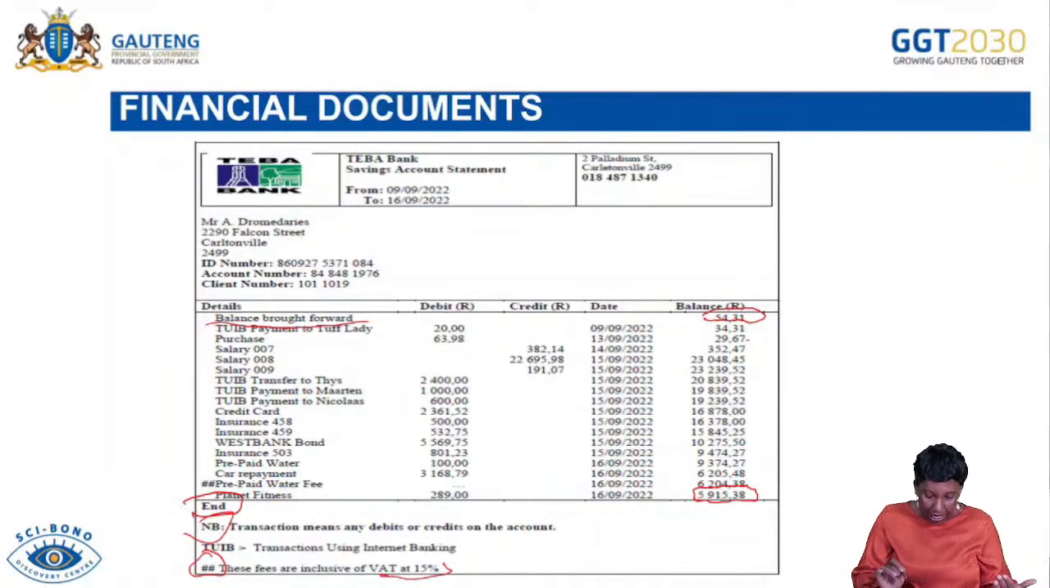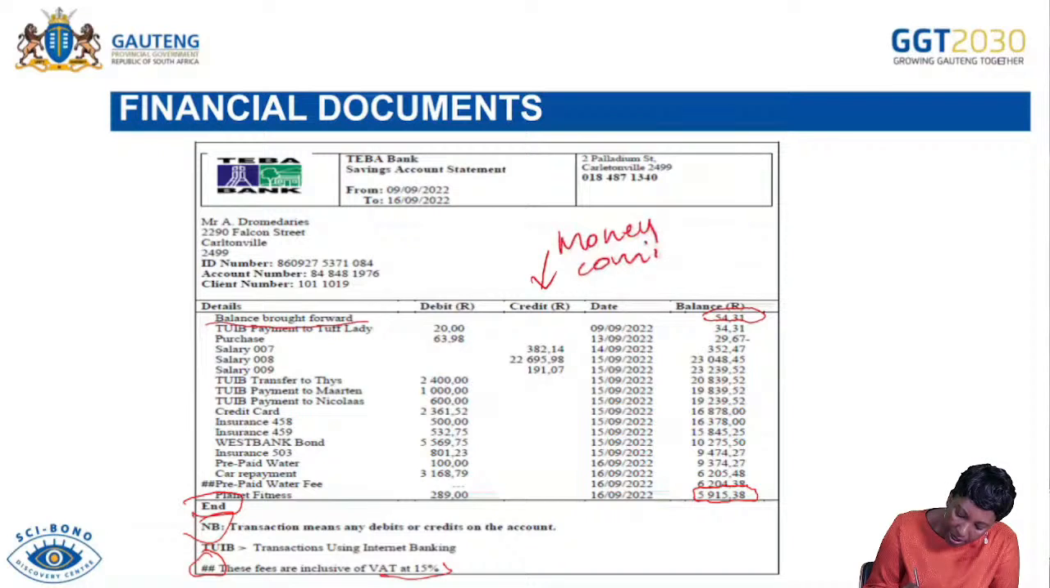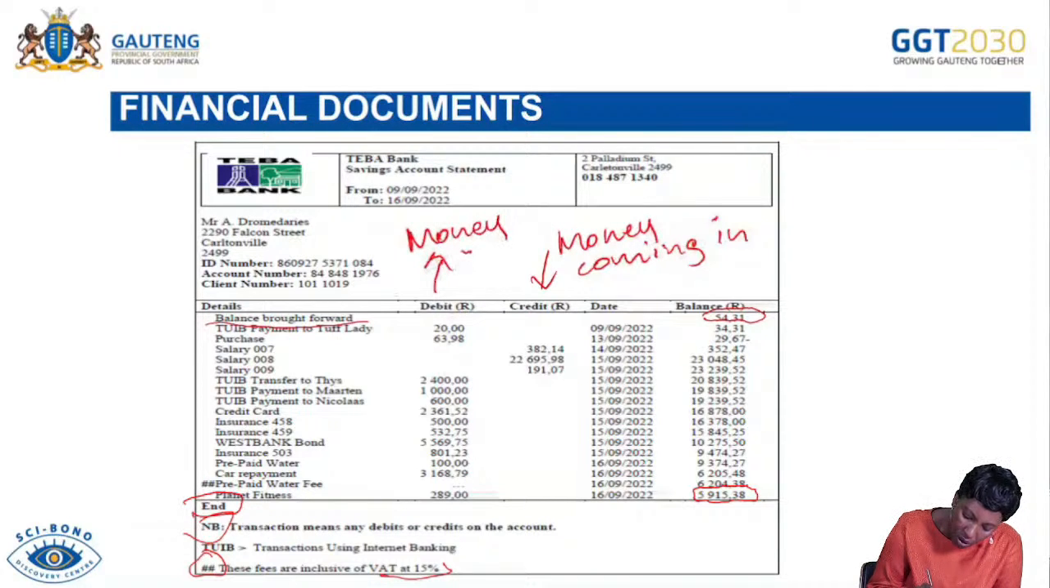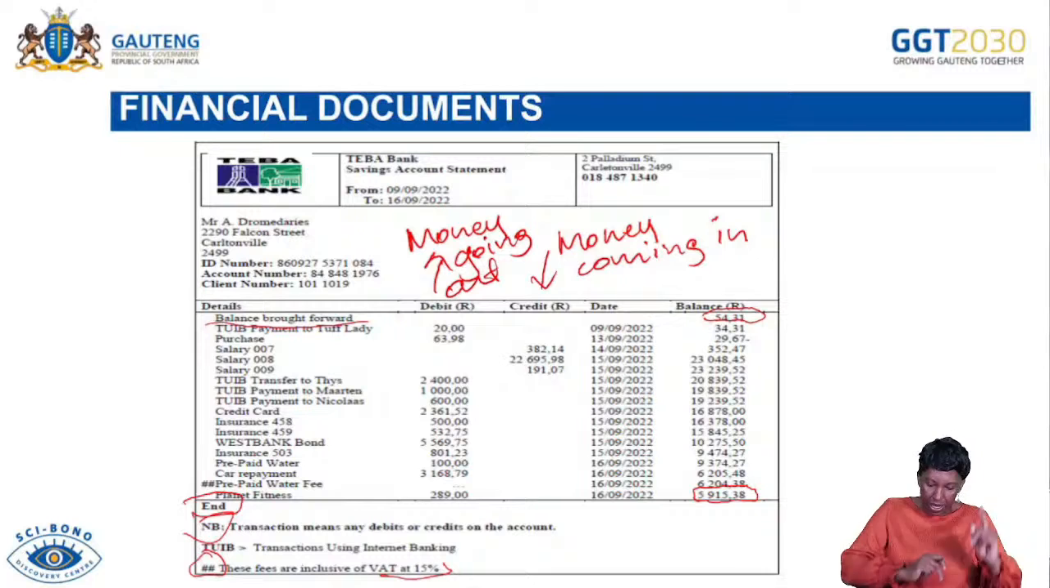Now they even indicate to you the transaction means what? The debit or credit on the interest, on the account. And then with the credit here in this instance, it's money coming in. Money coming in. And then this one, debits. For the debit, it is money going out. Meaning debit, money is going out, credit, money is coming in.